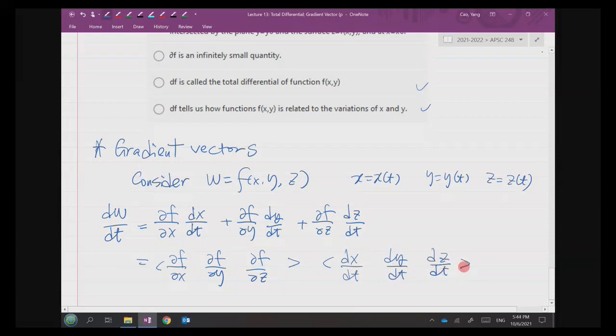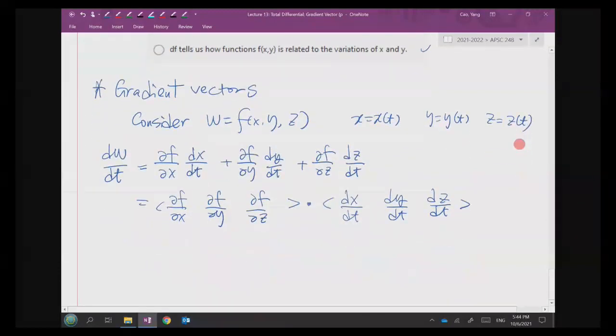I created two vectors. And as you can clearly see, if I do the dot product of these two vectors, I will get back to the previous result. Okay. So by doing this, now we see that we have a vector. This vector is a very special vector. So now we're going to define a vector.